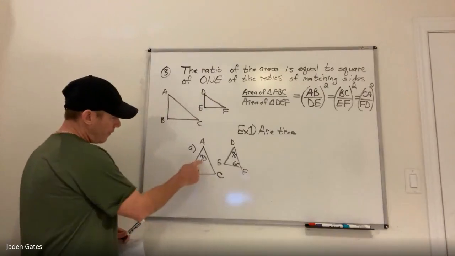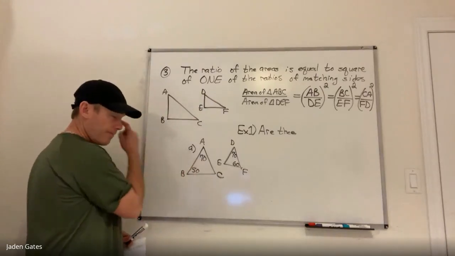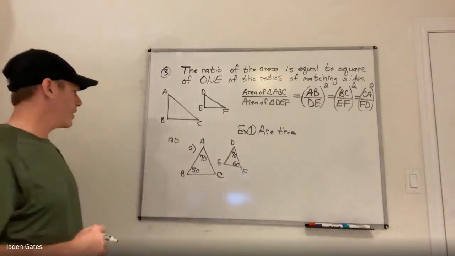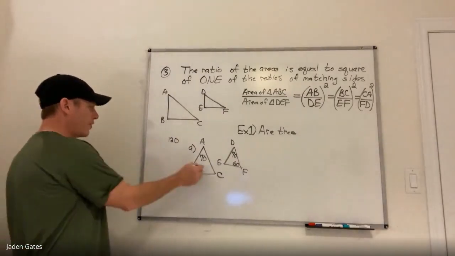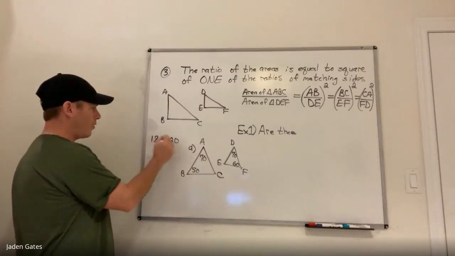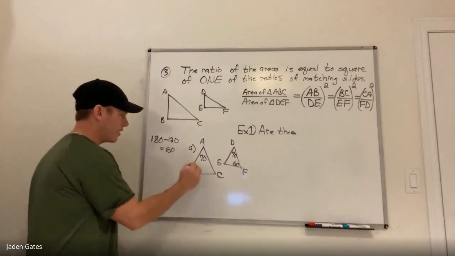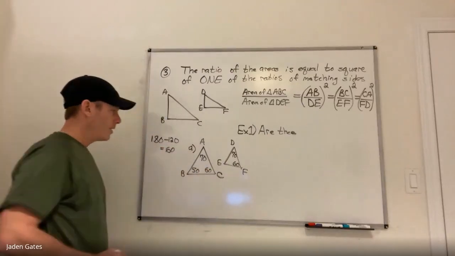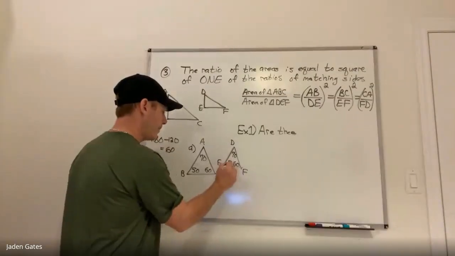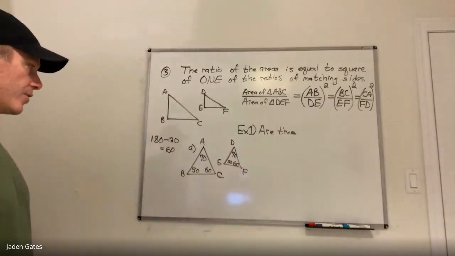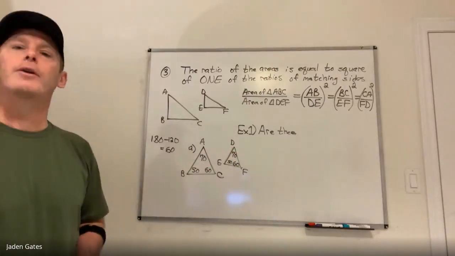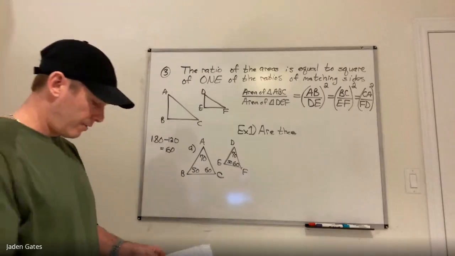So if I add up 70 and 50, that's a total of 120. And if I know that all of them add up to 180, I can subtract the two numbers. Well, 180 minus 120 is 60. And I could do the same thing for our second triangle here, in which case it is also 50. And because all the angles are matching up, they are similar triangles.